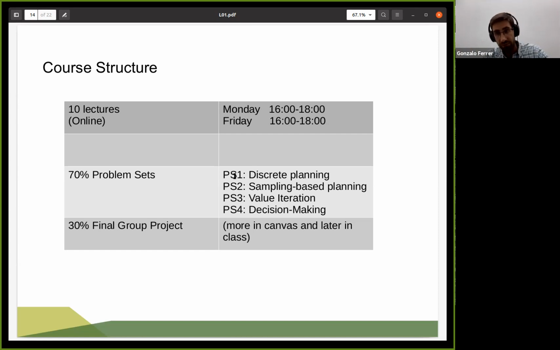So what we have tried to do is design good examples for each of the topics. So we'll have a problem set on discrete planning, sampling-based, value iteration, and decision-making, right? Each of them, at least as we tried last edition, should not be more than 10 hours from your side, right? This is still time, but it's not like problem sets from other courses, which are more heavy.